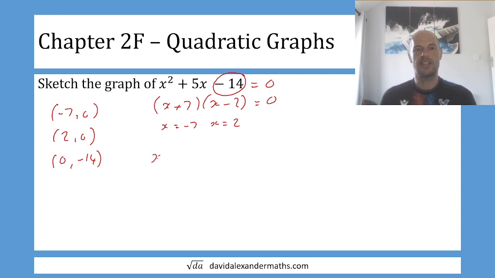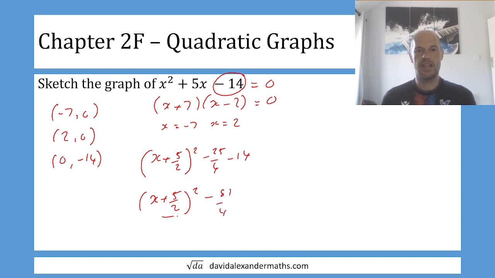Now we can also get the turning point by completing the square. So let's complete the square. That's going to be x plus 5 over 2 all squared minus 5 over 2 squared. So that is minus 25 over 4 minus 14, and this might be just one for the calculator because I don't really want to turn 14 into quarters. Minus 25 over 4, take away 14 is minus 81 over 4. So we've got x plus 5 over 2 squared minus 81 over 4. So therefore the turning point, change the sign of this, so that is going to be minus 5 over 2, and the y coordinate is minus 81 over 4.